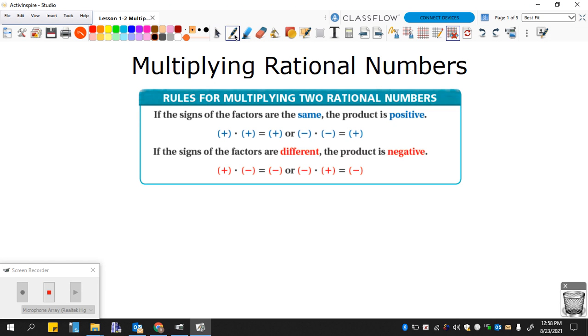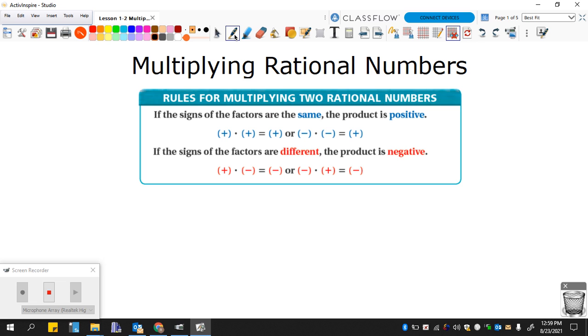All right, in this lesson, we're going to talk about multiplying rational numbers. Remember that rational numbers are numbers that can be written as a fraction, or if they're written as a decimal, they're decimals that either end or repeat. All right.